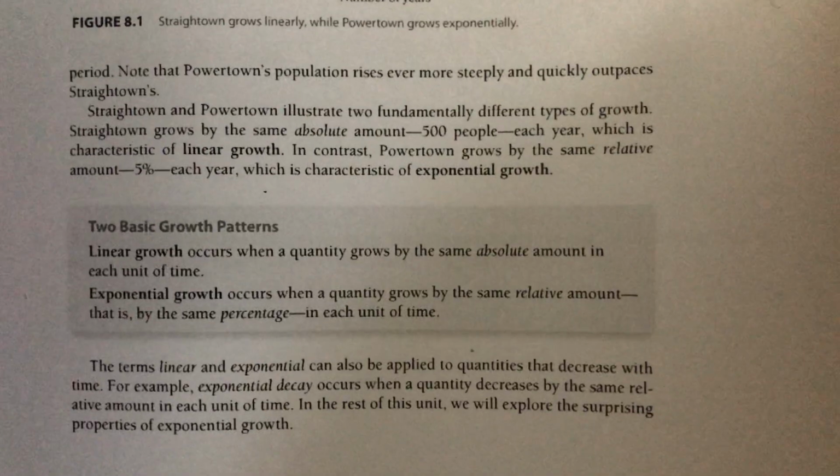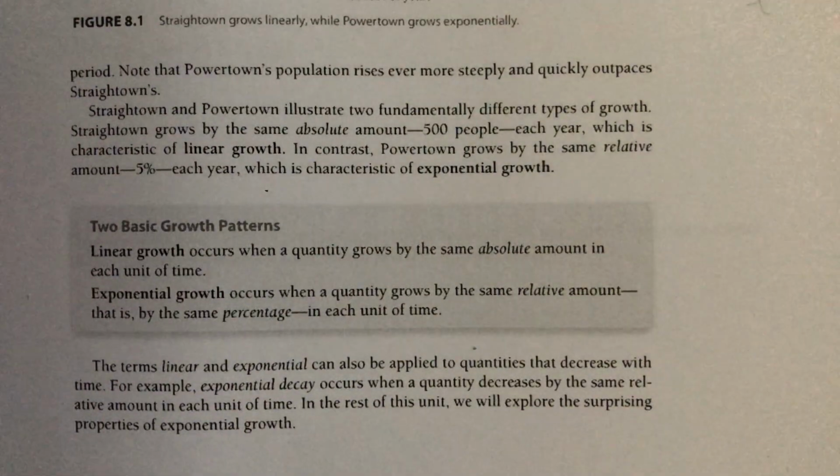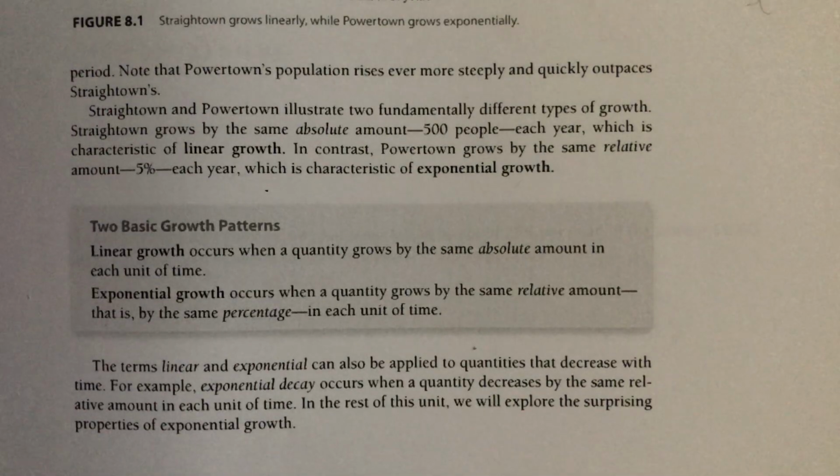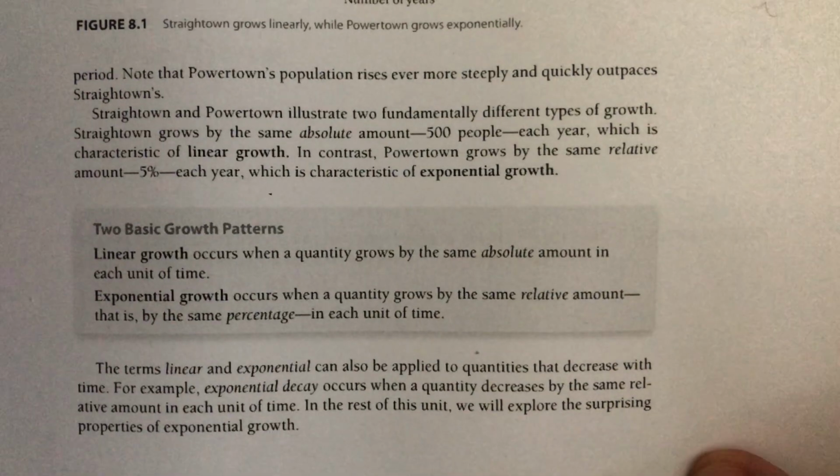Okay, so linear growth is when the quantity stays the same by the absolute amount. Exponential growth is a percent. So when you're doing these, you need to determine whether it's a linear growth or an exponential growth. If it's growing by the same amount every year, it is linear. If it's a percent, it is exponential.